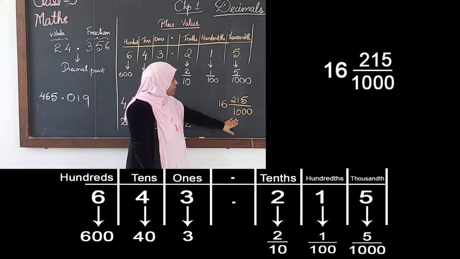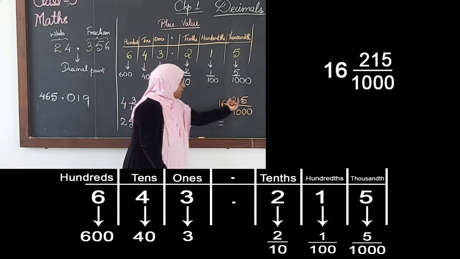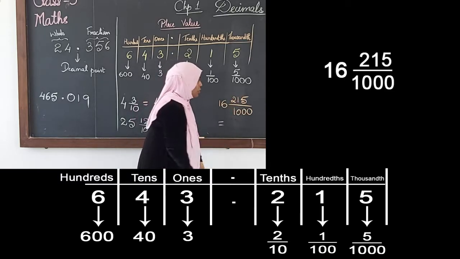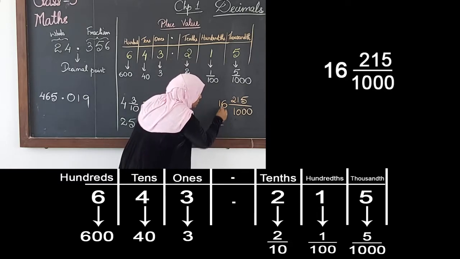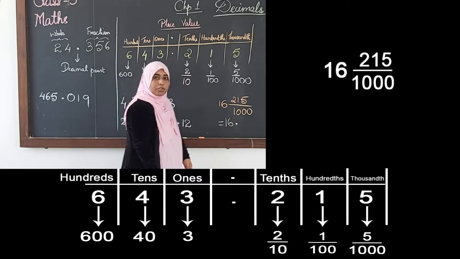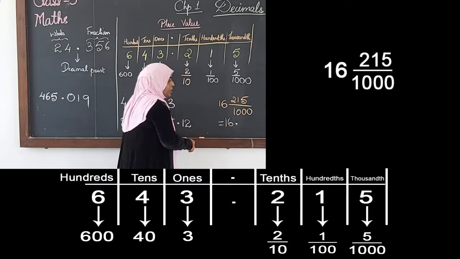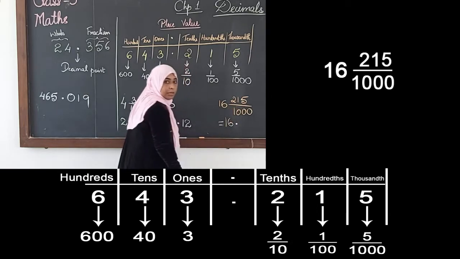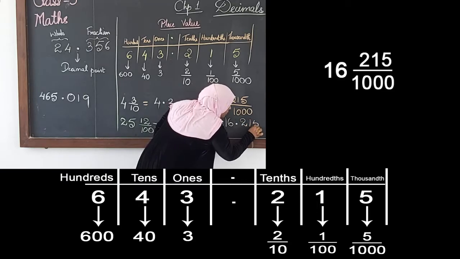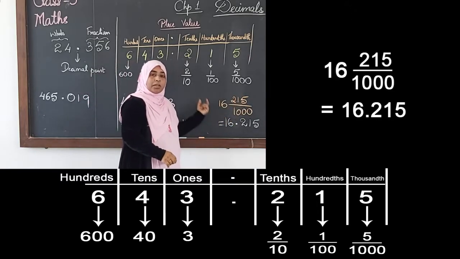Now the third example that I have here, again I have a whole number here, 16, and then I have a fraction part which is 215 out of 1000. So how will we write this as a decimal number? 16 is my whole number. I have to separate the whole number from the fraction part, so for that we are using a decimal point: 16 point. And now I have to write the decimal part for this fraction. So it will be 215.